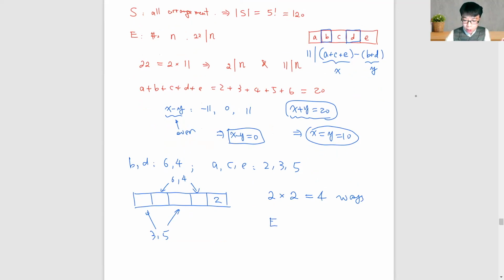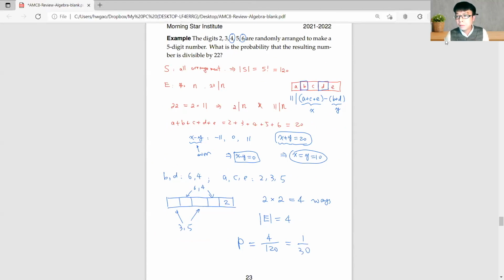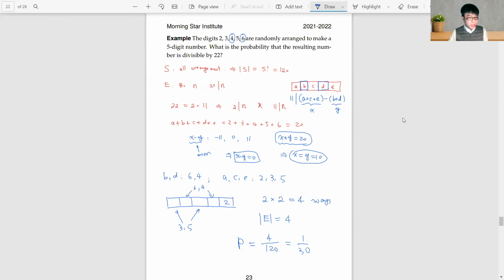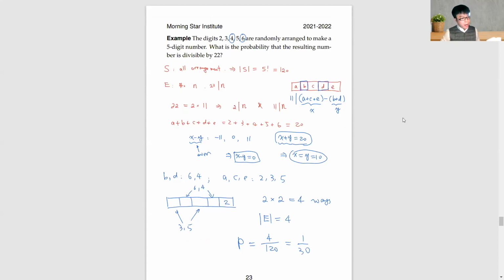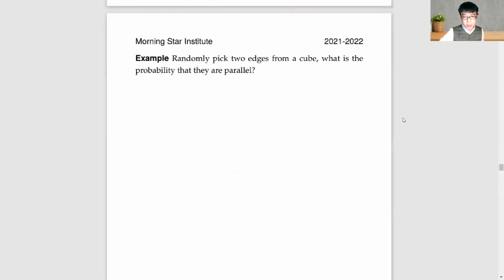So we have the count equals 4. And the probability equals 4 divided by 120, because 120 is the total number of permutations, which is 1 over 30. Okay, that's the answer here. Okay, that's discrete probability. So finally, let me also briefly mention continuous. Okay, there's one more question. Let me quickly do it.